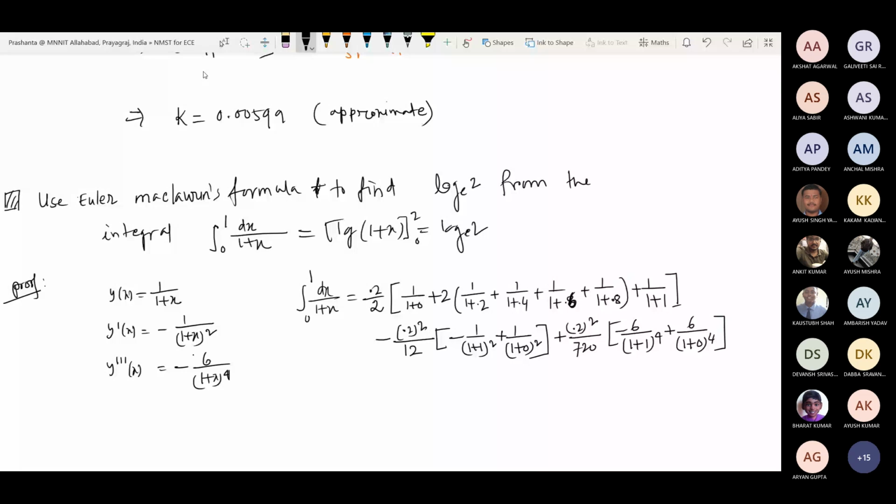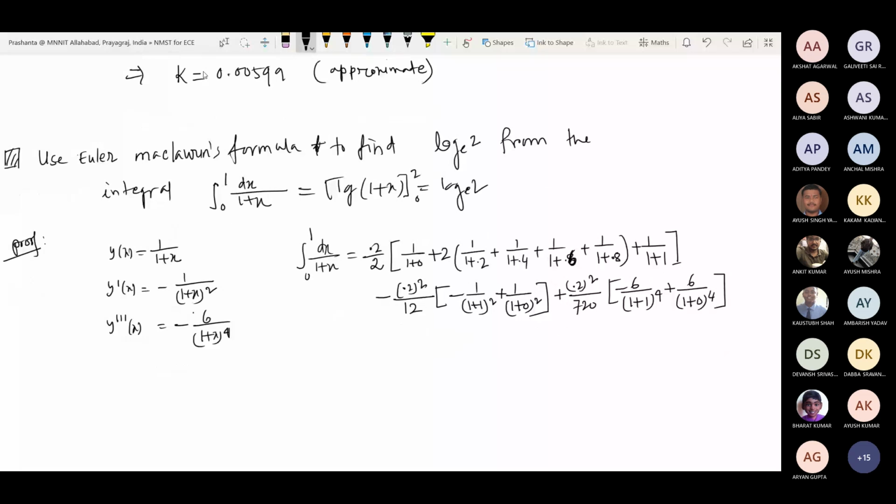So now you have to simplify this. Take your time and tell me what the answer is. You have to simplify the terms, and let me use the calculator to find out log 2 e-base. So why don't you calculate this expression, simplify it and tell me the value of the integration 0 to 1 dx by 1 plus x. Calculator.